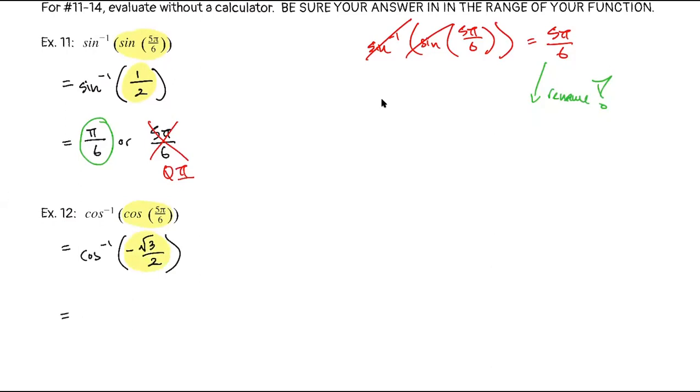So now the question is, well, let's find out which angle has the x value of negative root 3 over 2. And we would get 5 pi over 6, or we would get 7 pi over 6. And then we would say, okay, this is inverse cosine. That means quadrants 1 and 2, which eliminates this one because 7 pi over 6 is not in quadrant 1 or quadrant 2. Now, 5 pi over 6 is in quadrant 2, and so I don't need to rename it. It's already in the right place with the right name.